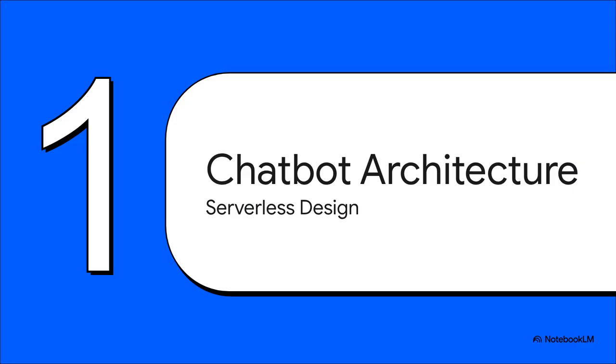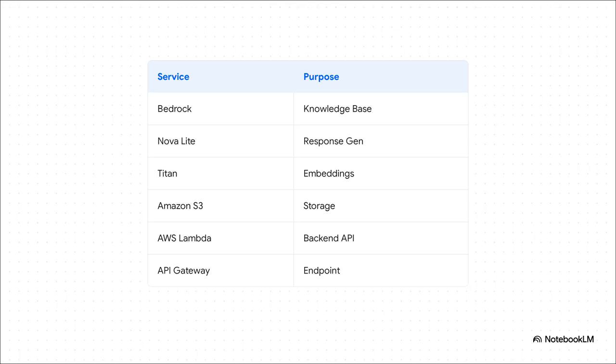Let's start with Section 1, the architecture of the chatbot, focusing specifically on our serverless design. And this brilliantly illustrates exactly how each AWS service maps directly to our full-stack architecture. We are using Amazon Bedrock as our central AI engine. For the brain that's actually generating our text responses, we're relying on Amazon Nova Lite. Then, to mathematically embed our documents so the AI can actually understand them, we use Titan Text Embeddings V2. Amazon S3 handles both our raw document storage and our vector storage. From there, we bridge the gap to the user with a Python-based AWS Lambda backend, an API Gateway to serve our endpoint, and a React frontend for the user interface. It really is an incredibly robust, completely serverless stack.